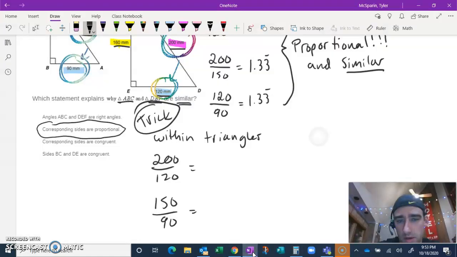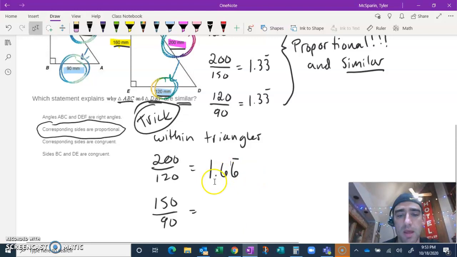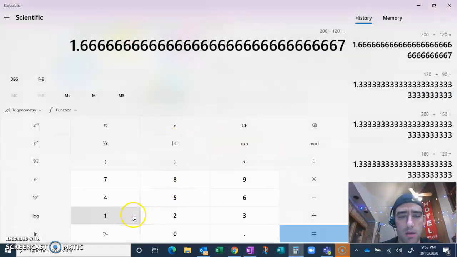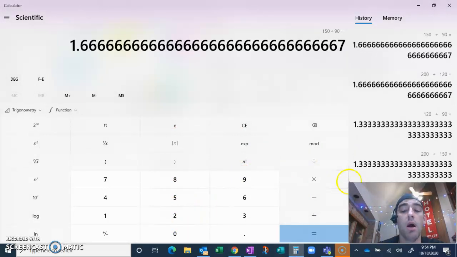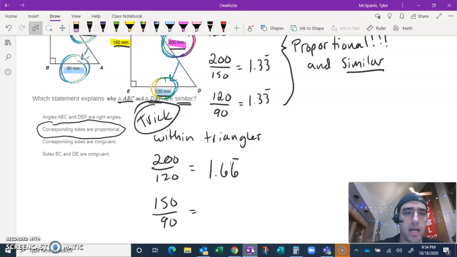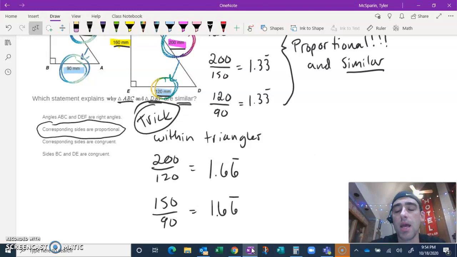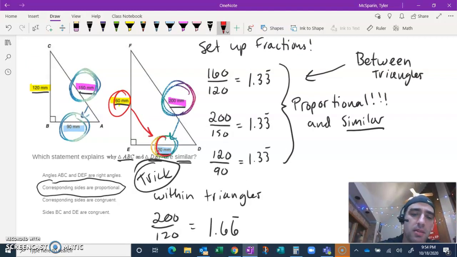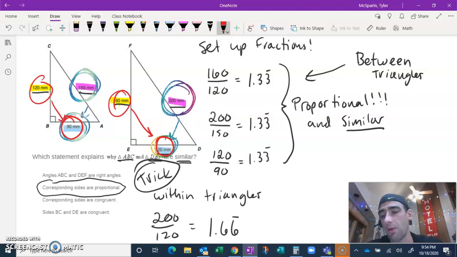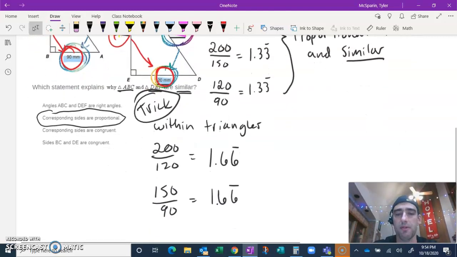Now, of course, we know this is going to work because I've already shown that these are similar, but this is just showing you a different method. 150 divided by 90. 1.66 again. Yes, all right. Now, I'm not going to take the time to do it, but you could do the same thing. You could go like this divided by this and this divided by this. You can make that fraction. You could go other directions, just as long as you're doing it between the same corresponding sides and they're in the same spot in the fraction.